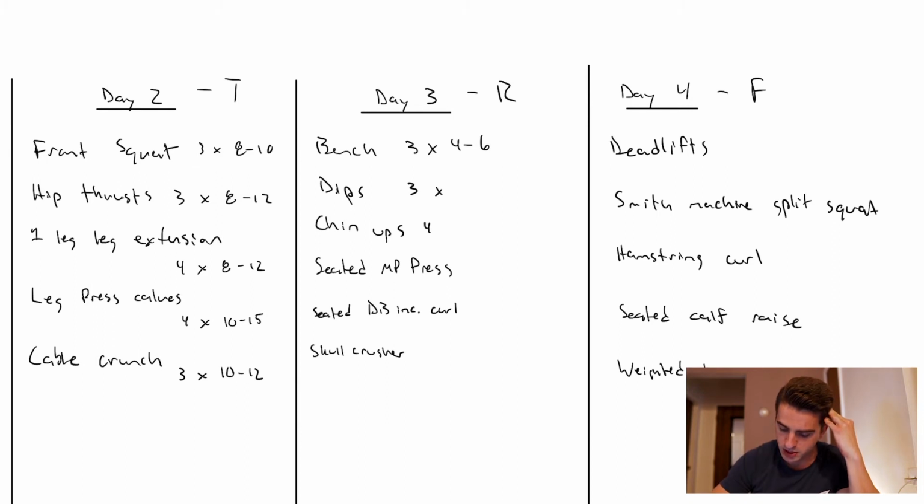We can maybe do 4 sets of chin-ups. Seated military press, probably stick with 3 again, and then we'll hit 4 sets of each of these. So we can go ahead and put in our rep ranges.